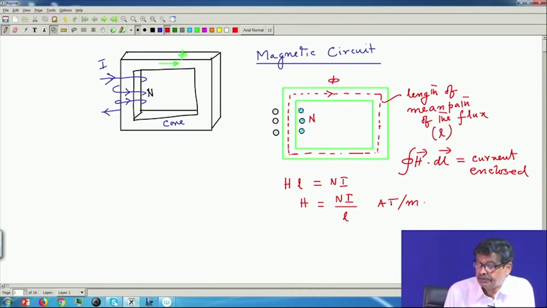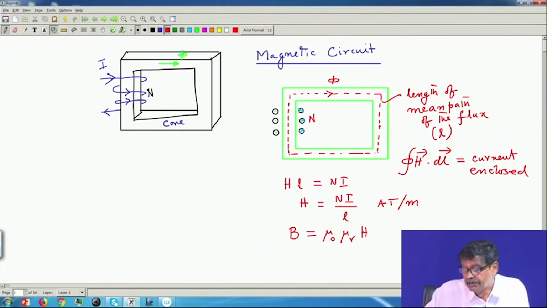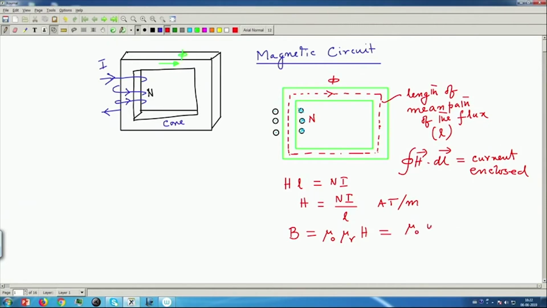Once I know H, then I will calculate B. B will be equal to mu 0 mu r into H, where mu r is called the relative permeability of the core. And if the relationship between B and H is linear, then mu r is a constant value, and so this will be equal to mu 0 mu r, and for H I can write NI by L.